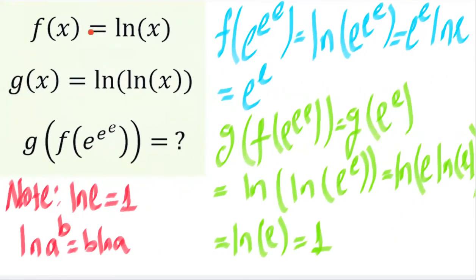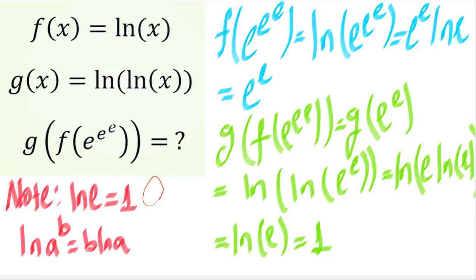Now the question number 3, here we have two functions, f and g. They are logarithmic functions, and the question asks for a composite function related to gf. So before we start, we have two simple rules.